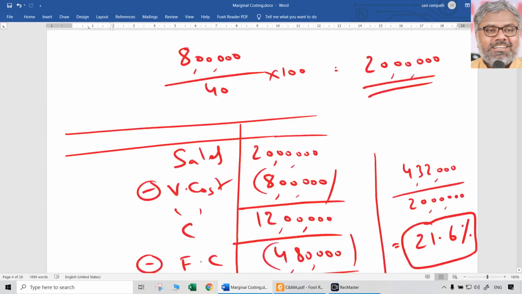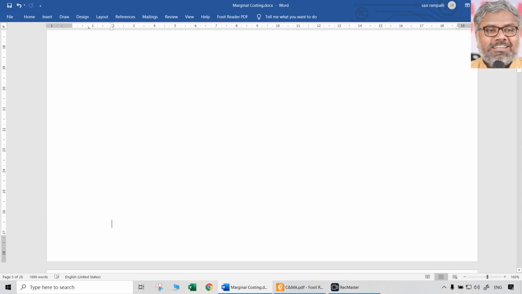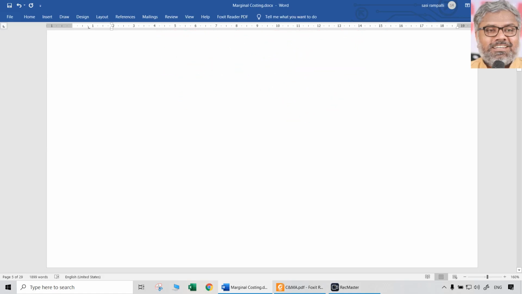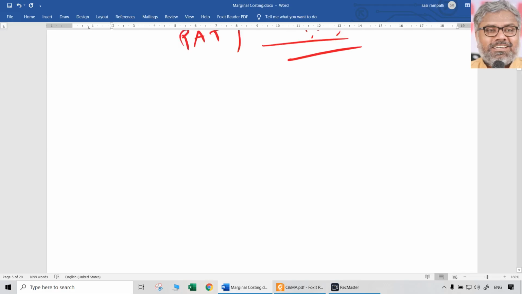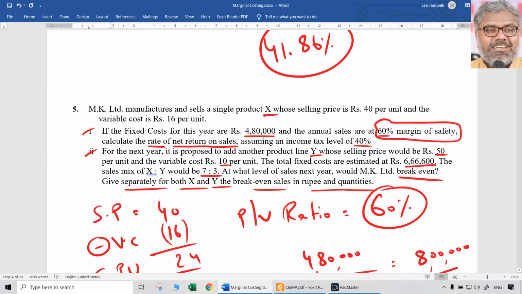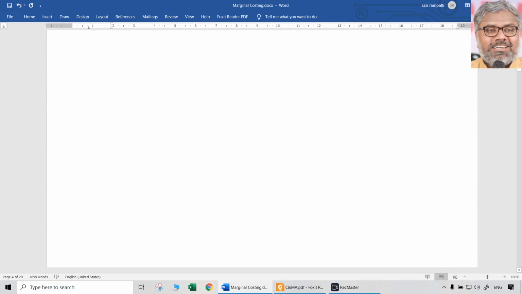See, break even point we can calculate at an overall factory level very easily. Total fixed cost divided by contribution per unit, we will get the number of units to break even if there is only one product. Total fixed cost divided by PV ratio, we can find out break even sales in value if there is only one product. But what is the problem here? There is no one product. There are two products or multiple products. So the new point that we have to learn in this question number 5 is how to calculate break even point when there are multiple products.